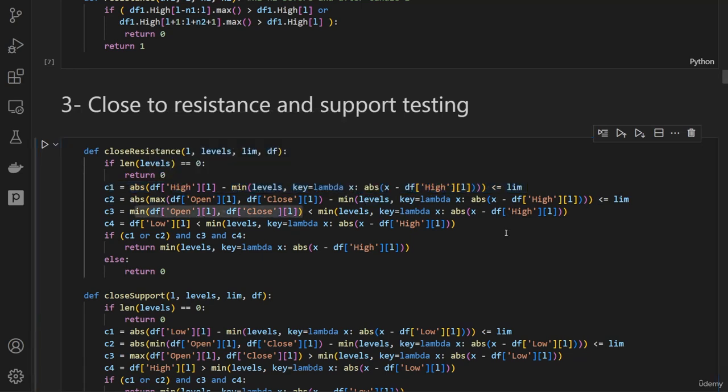Condition 3 verifies if the minimum of open and close prices is less than the nearest resistance level. In other words, we're checking if part of the candle is still below the resistance level. We don't need the candle to be a breakout candle. We need it to be still confined under the resistance level. Condition 4 is checking if the low price is below the nearest resistance level. So it's basically the same as the previous one, only this time we're taking the lowest price of the current candle.